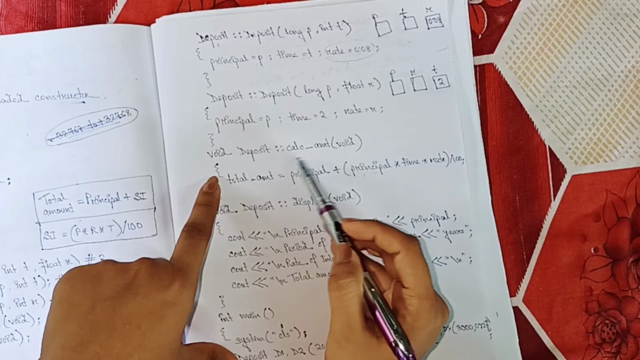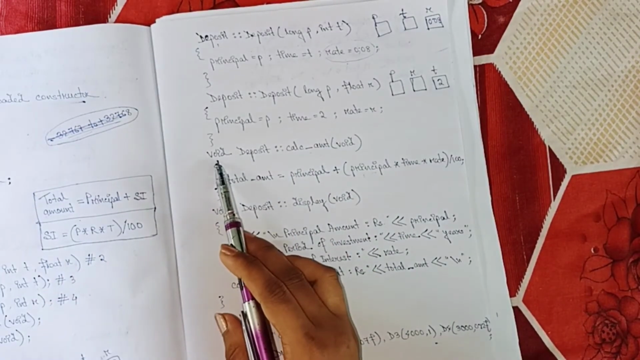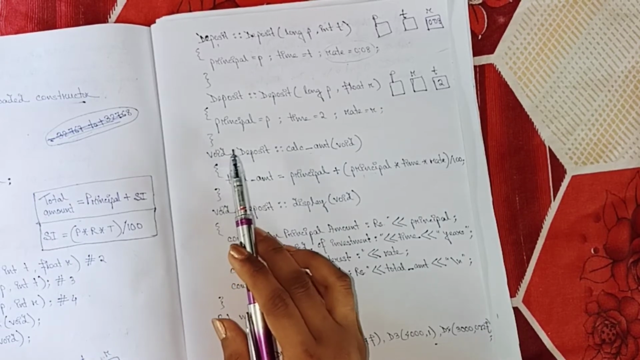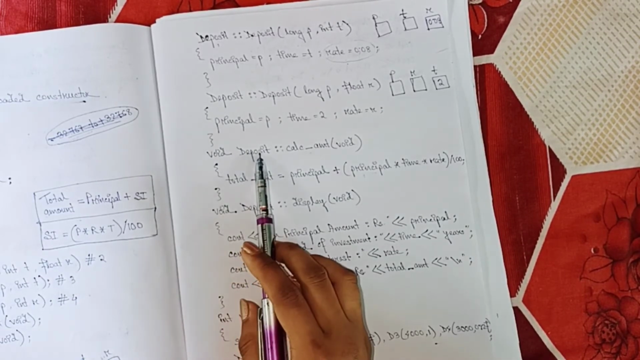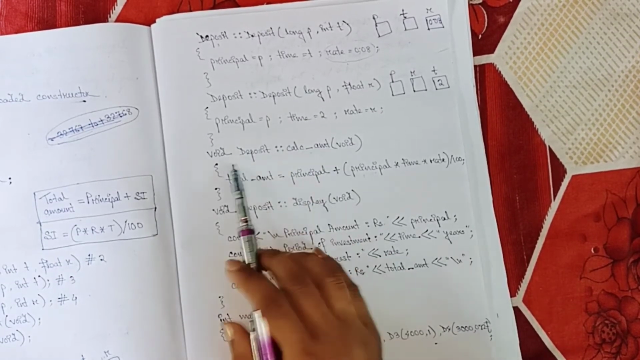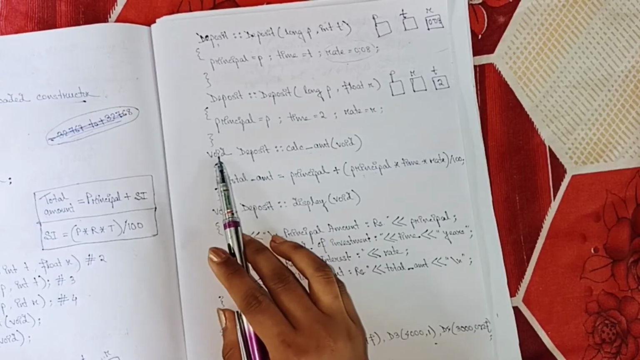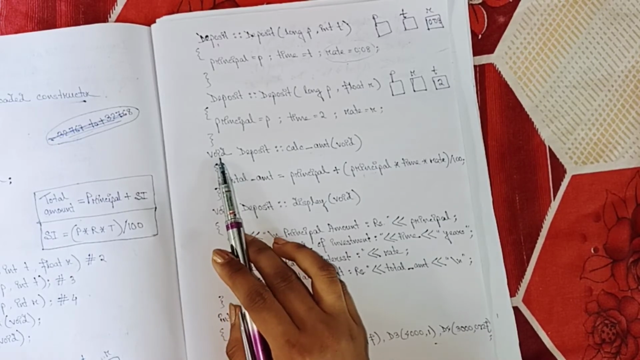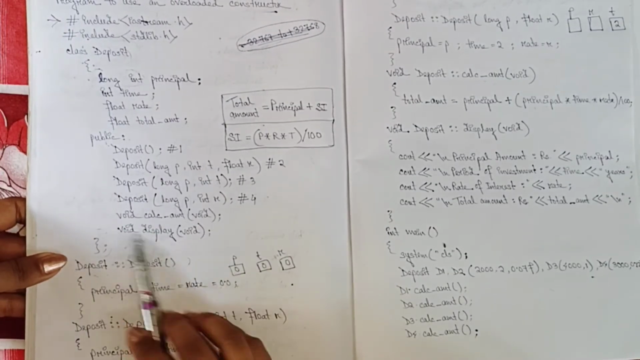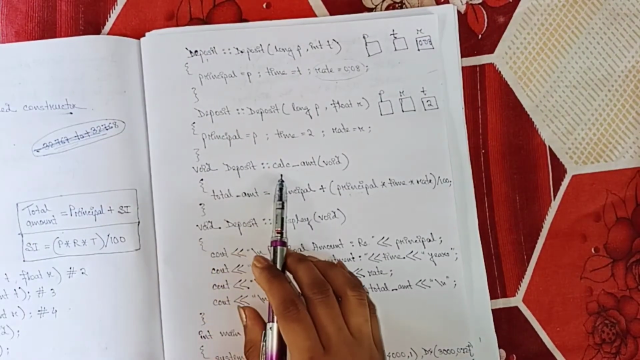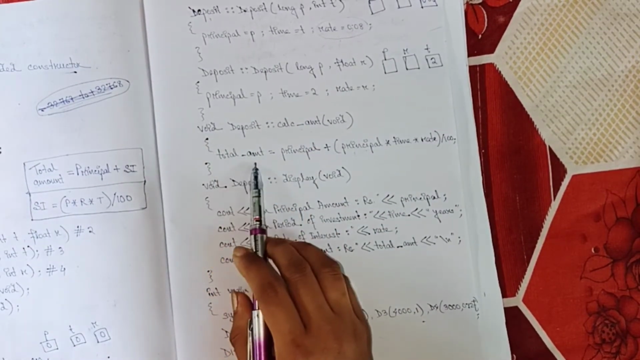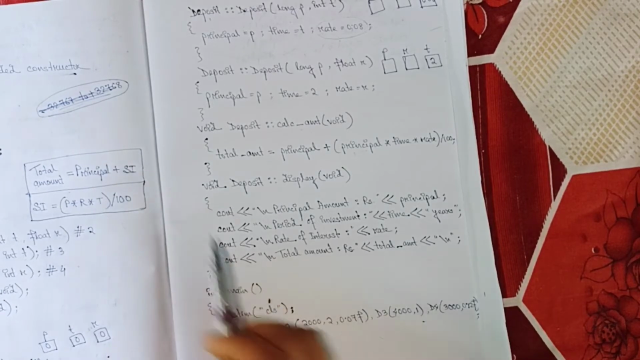Now we come to the member function. Whenever we define a member function, first we have to give the return type of the member function, then the name of the class, then the scope resolution operator, then the name of the member function. This is the syntax that we follow. So first we have given the return type, which is void, because here we have defined void calc amount and void display. Void deposit calc amount calculates the total amount, and I have already shown you the total amount formula.